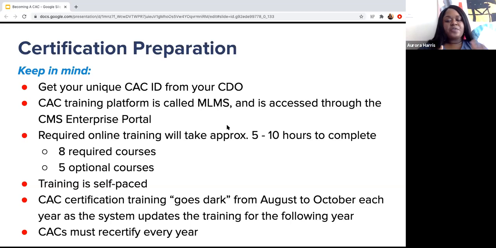The training does go dark from August to October each year to update. So you won't be able to access the training until next month. So just keep that in mind as well, because they have to update it every year for the next plan year. And you do have to recertify every year. So this isn't something you can do once and then, yay, I wish it was like that. You have to recertify every year, just in case it's updated information.